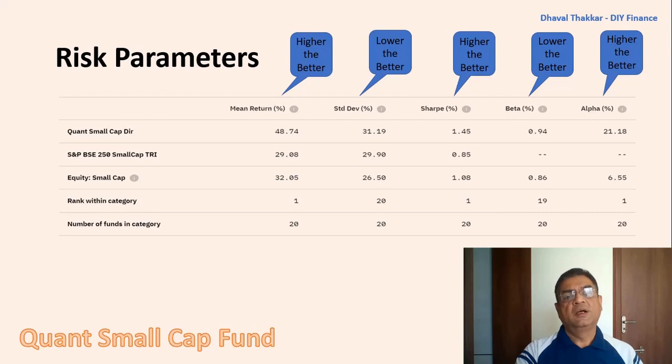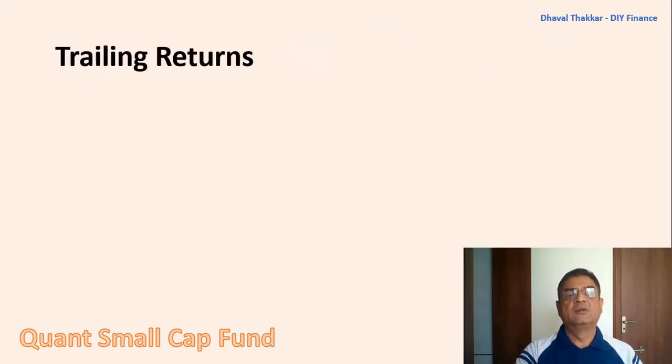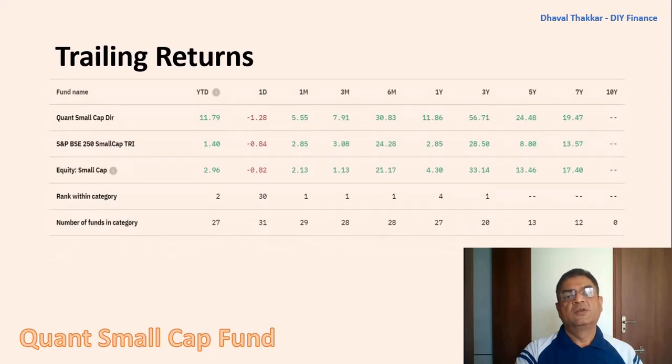Hence, after looking at all the risk parameters, it can be concluded that the fund's performance is quite good as compared to the benchmark and the category, but this comes with a little higher volatility. Now let's compare the trailing returns. On comparing the trailing returns for 5 years, 3 years, 1 year and less, it is seen that the fund is able to beat its benchmark and the category average, and that also with a good margin.